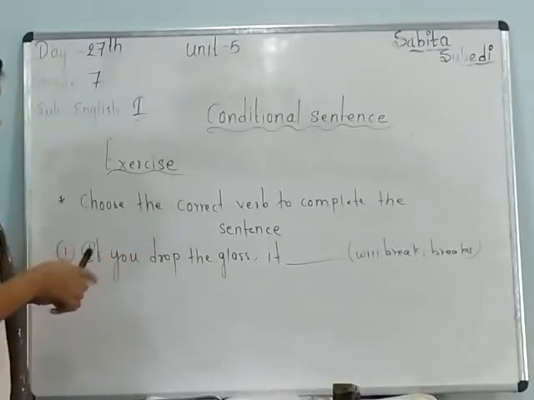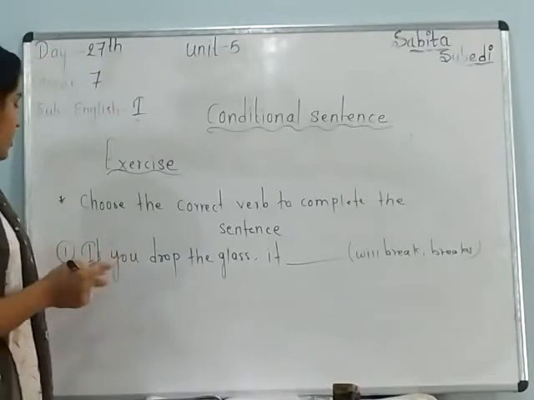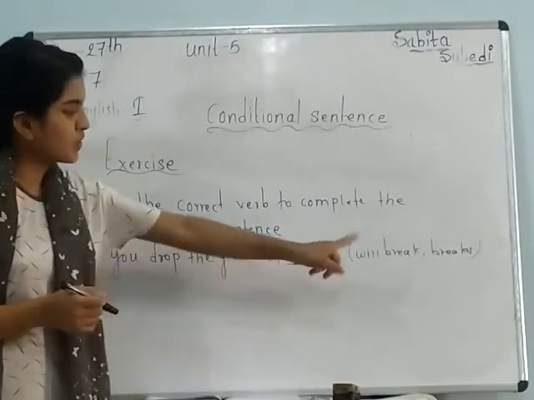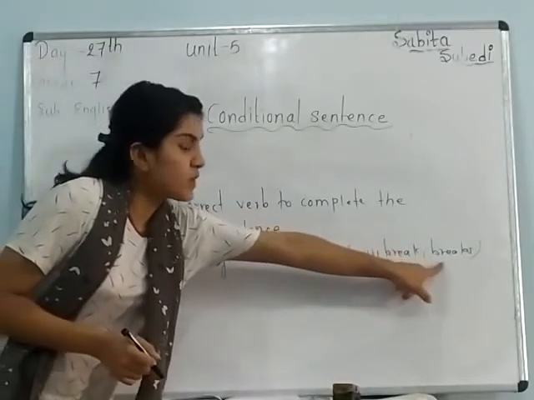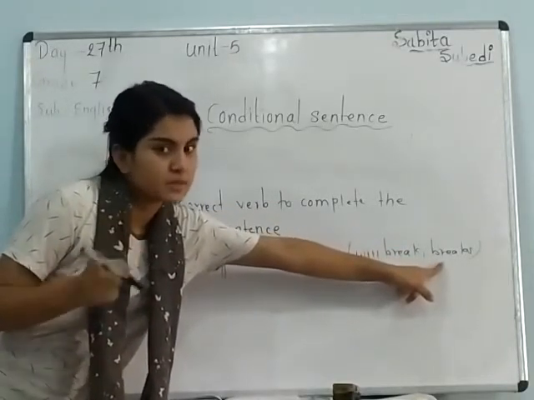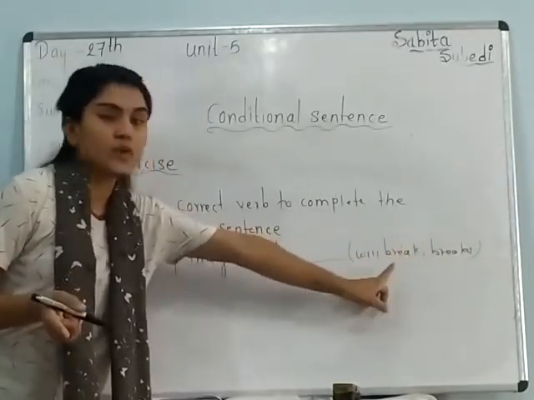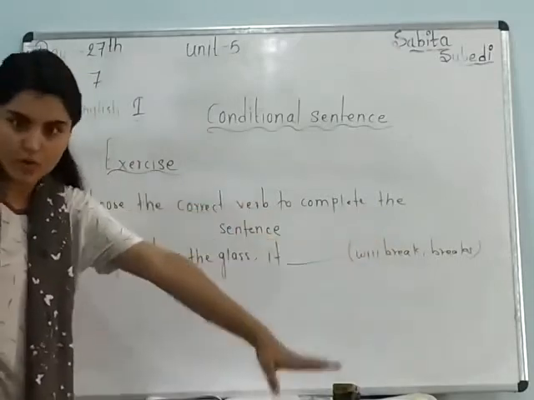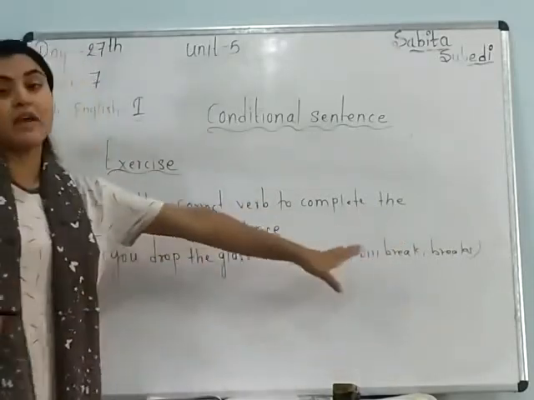If you drop the glass, see here, if you drop, it's a simple present, right? If you drop the glass, it will breaks. So you are given will break. This breaks will happen for conditional type 0 because in the main part we write simple present, right? And conditional type 1 is will, shall, can, may plus verb 1. So what will be here? Will break or breaks?